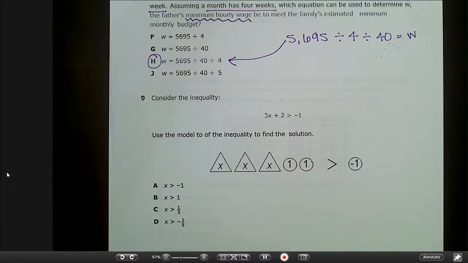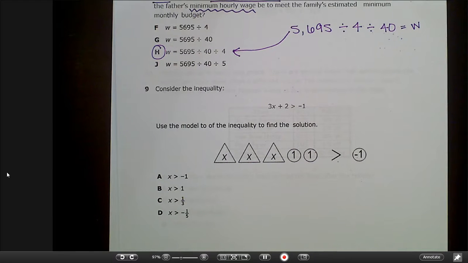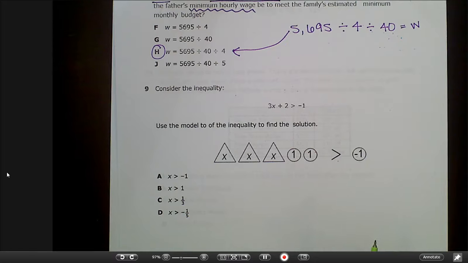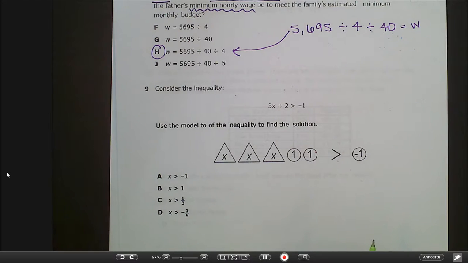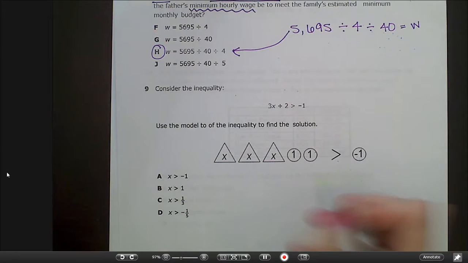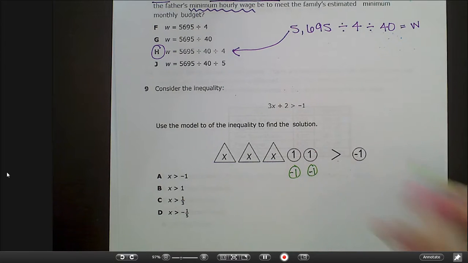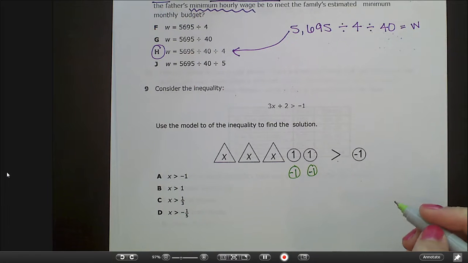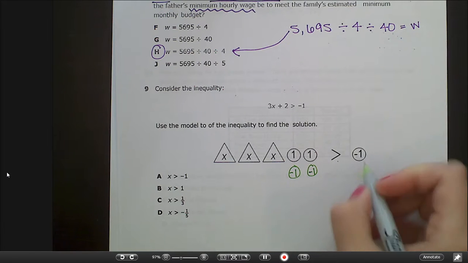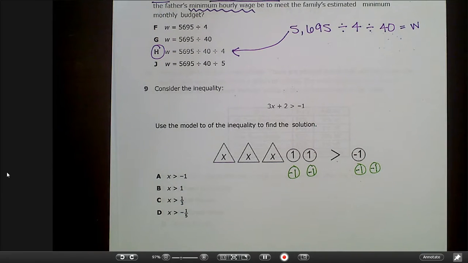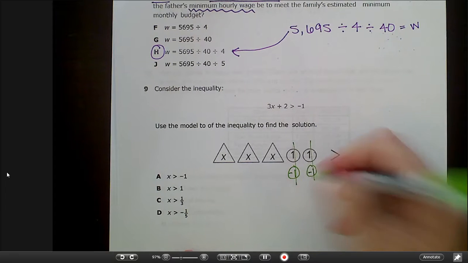Okay, looking at number 9. We have 3x plus 2 is greater than negative 1, and we see that this is also modeled for us using algebra tiles. So I'm going to do this one using the algebra tiles. So I want to get rid of these 2 positives. So to do that, I need to add a negative for each one of those positives. So I'm adding a negative 2 to the left. And so I'm going to add negative 2 to the right. So those go away.